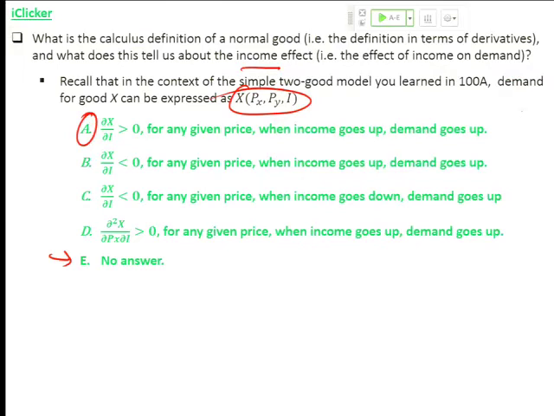What does the derivative mean? What are we talking about here? The derivative symbol means the change in X given a change in I, so change in the quantity of X purchased given a change in income. So for a normal good, you purchase more of that good when you have more money. So when income goes up, quantity also goes up. So that derivative should be greater than 0. You nailed it.